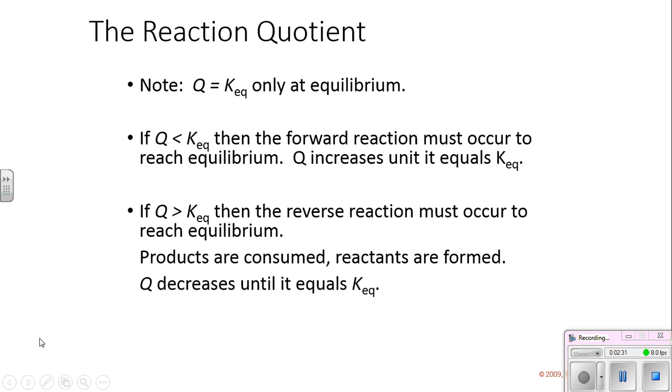Note that Q equals your equilibrium constant only at equilibrium. So Q equals K only at equilibrium. If Q is less than K, then the forward reaction must occur to reach equilibrium. Q increases until it equals your equilibrium constant. That's a typo, that should be until. If Q is greater than K, then the reverse reaction must occur to reach equilibrium. Products are consumed, reactants are formed. Q decreases until it equals K, or your equilibrium constant.